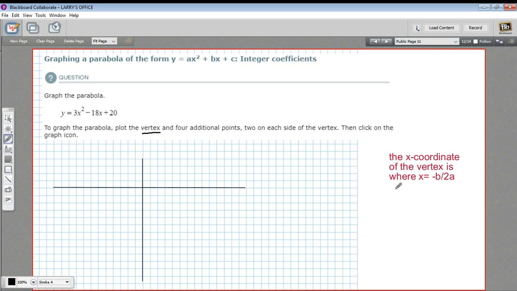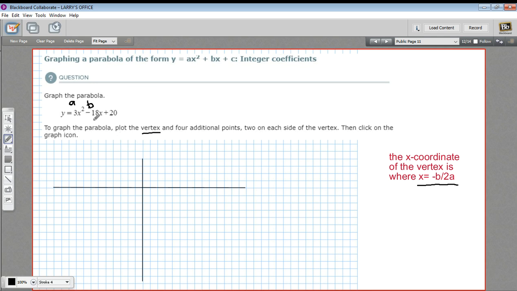A handy thing to know for finding the vertex is that the x-coordinate is going to be found by this formula, negative b over 2a. The b and the a here come from the names that we typically call the coefficients of our quadratic. The x squared term coefficient is a, the x coefficient is b, and our constant is usually c, but we don't have to worry about that in this case.